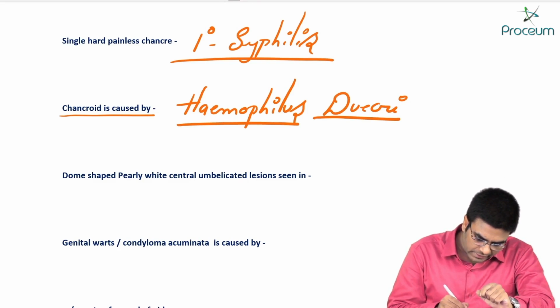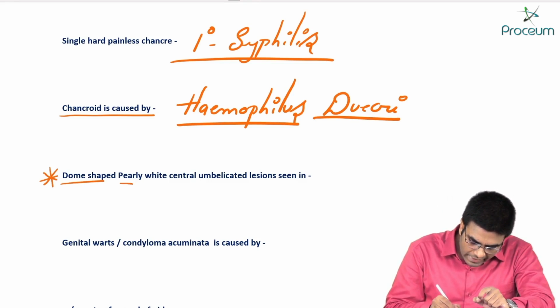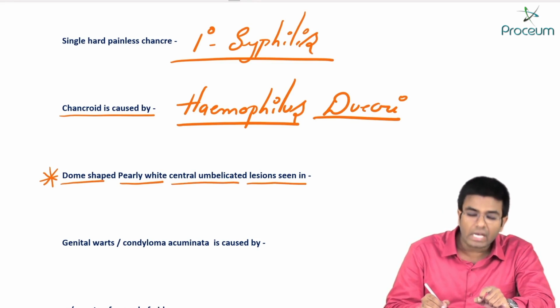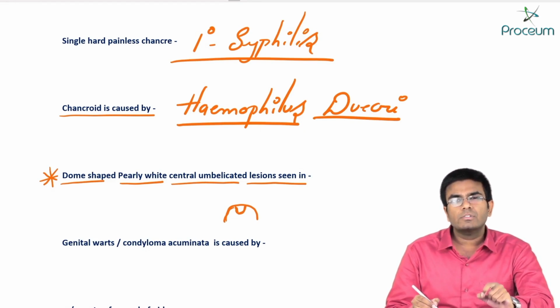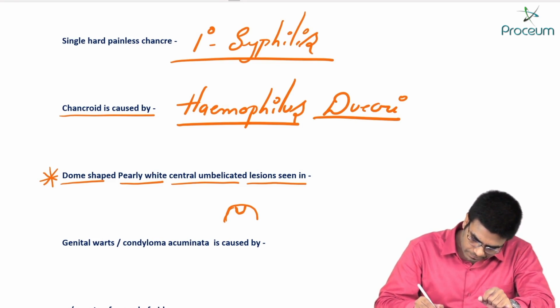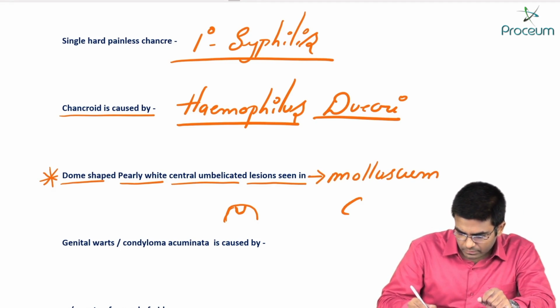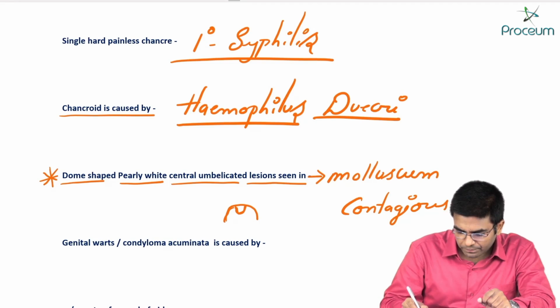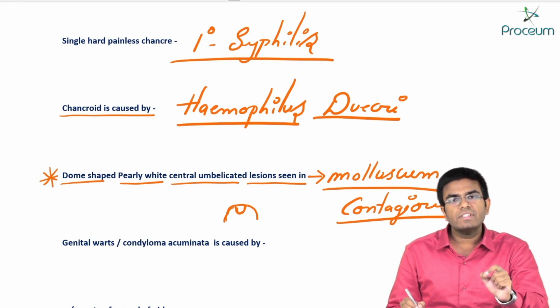Now, exact question, 2019 June FMGE. Dome shaped pearly white centrally umbilicated lesions are seen in infection with. Okay, the lesions are dome shaped with central umbilication, pearly white. What is the disease which causes this kind of lesions? That is molluscum contagiosum. So in molluscum contagiosum, you will see dome shaped pearly white lesions with central umbilication.